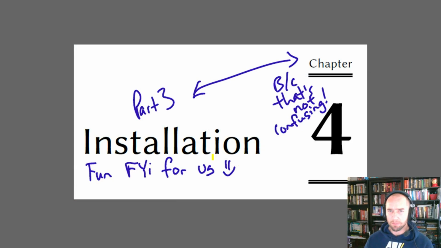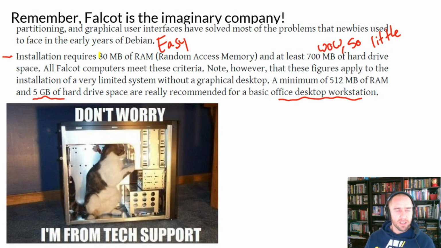Well, let's wrap this video up by talking a little bit about installation. So by now we are on chapter 4. What you need in terms of a computer goes from really simple, so maybe bare bones Debian would ask you for 80 megabytes of RAM and 700 megabytes of hard drive, but it does say here that what's recommended for a basic office desktop would be 5 gigabytes of hard drive and 512 megabytes of RAM. So when you go to install this on your computer, that is really the minimum you should be having.